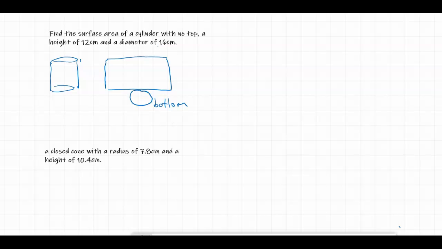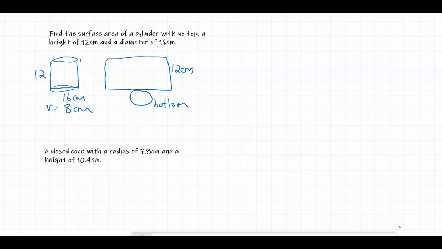Here we know that the height of the tin can is 12, and we know that the diameter all the way across is 16 centimeters. So if that's the diameter, the radius would be equal to half, which is 8 centimeters. Now, for the surface area, remember we make a net, so the net looks like this, the rectangle and a circle. The rectangle has a height of 12 centimeters, that's pretty straightforward.